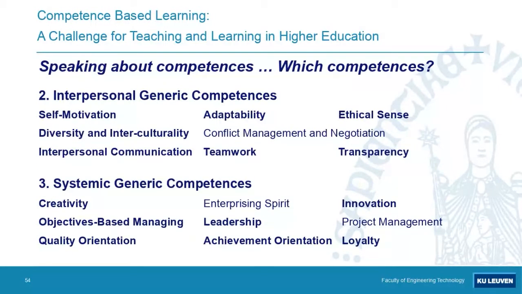When we look at the interpersonal generic competences, these define our social interactions. So interpersonal communication, teamwork, transparency, ethical sense. Again, those printed in bold are the most important ones. The systemic generic competences are what we make of our job, of our function. So that's creativity, objectives-based managing, leadership, achievement orientation, innovation, loyalty, and more. So these are the three types of generic competences.